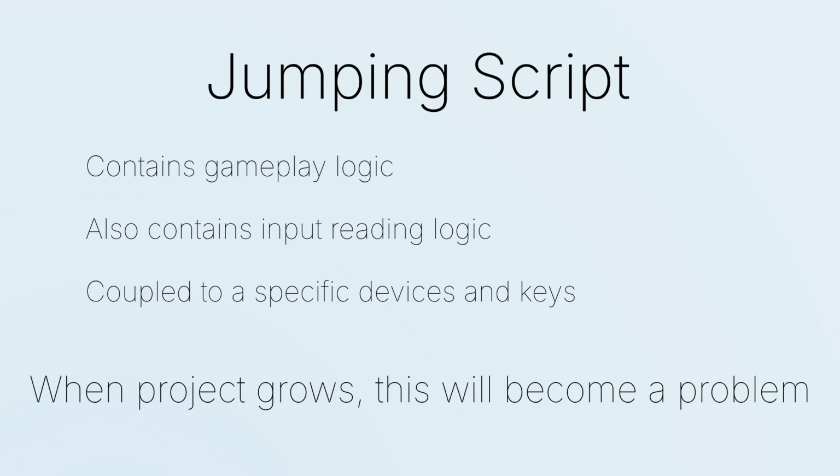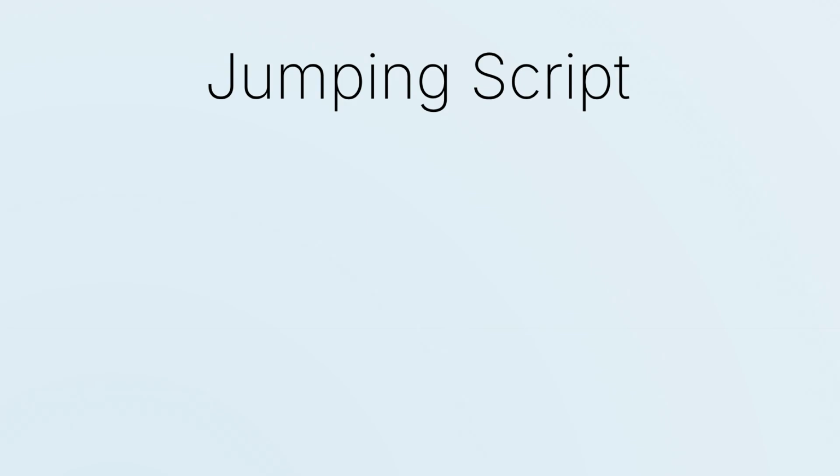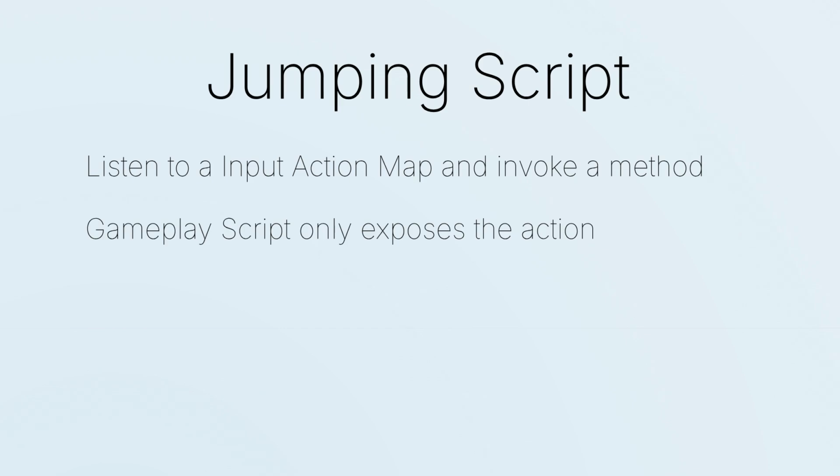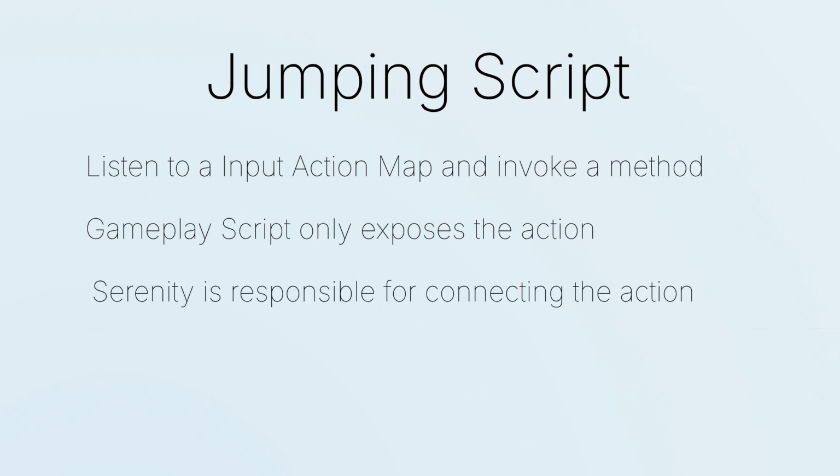What happens if we want to support gamepads? What happens if we want to remap controls? What happens if we want the same gameplay action to be triggered from different input devices? Instead of making each gameplay script read raw keyboard or gamepad input directly, Serenity can listen to an input action map and invoke a method when a specific action happens. So the gameplay script only exposes the action it can perform, in this case, jump, and Serenity is responsible for connecting that action to the configured input.